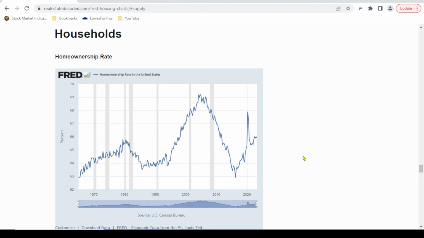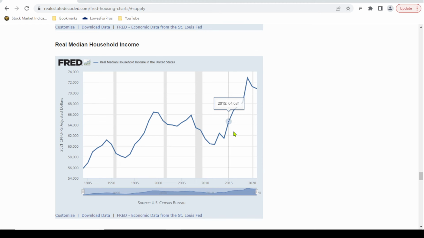This next chart is looking at the home ownership rate in the United States for Q2 2023. Again, that's April, May, and June 2023. About 65.9% of the population owned a home. Next, we're taking a look at real median household incomes. We can see that it's been increasing significantly since the last major recession.